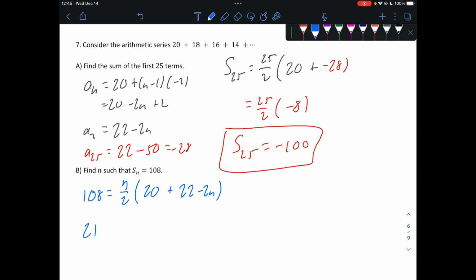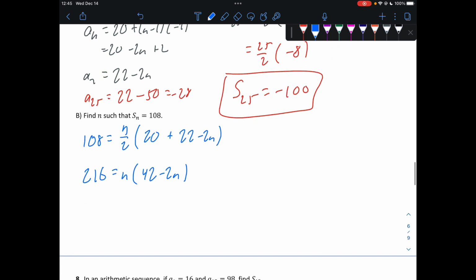So multiply both sides by 2, we get 216 equals n times 42 minus 2n. 216 equals 42n minus 2n squared. Bring everything over here. 2n squared minus 42n plus 216 equals 0. So n squared minus 21n plus 108 equals 0. All right, now we can try to factor that.